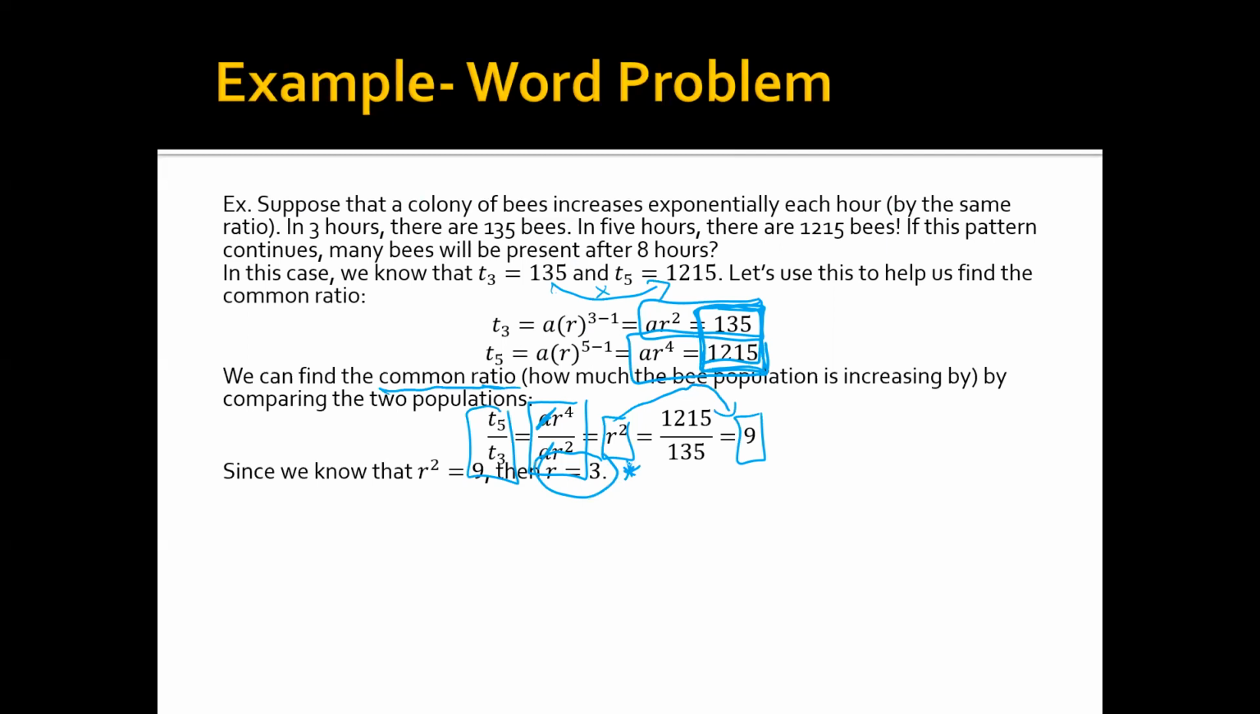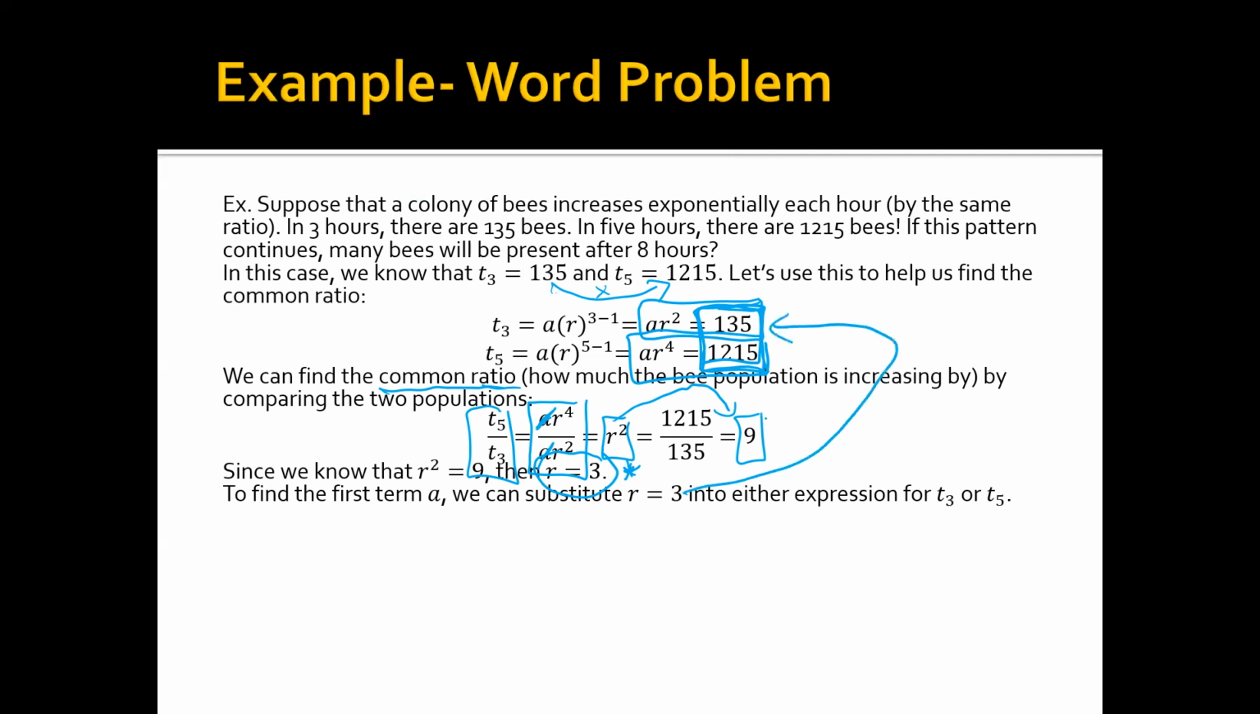On the test, I won't give you something ambiguous like that. I'll make sure it's a bit more clear. So in our case, we assume that the r value is 3. So I can now take that r value and sub it into my original equation, either T3 or T5, to figure out A. I'll use the first equation, because it's probably a little easier.